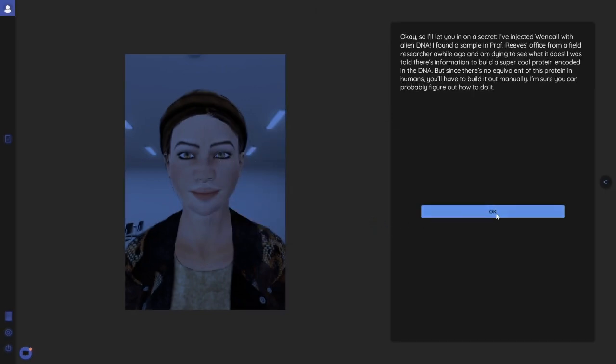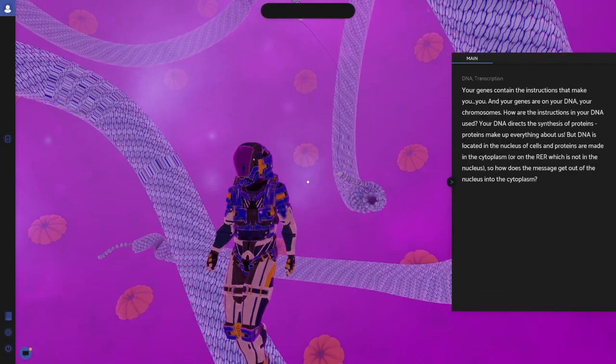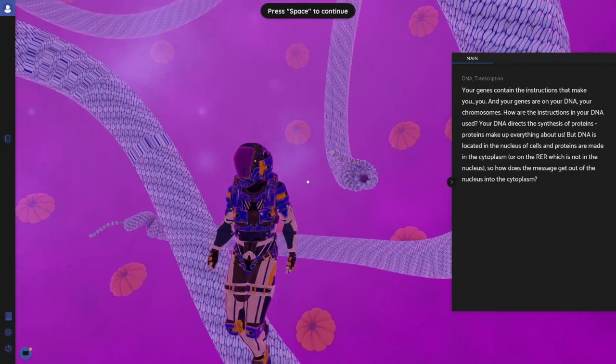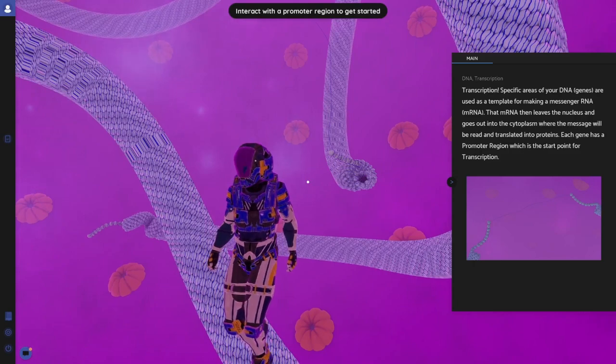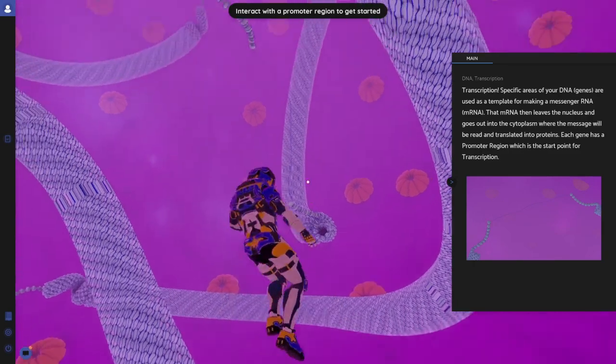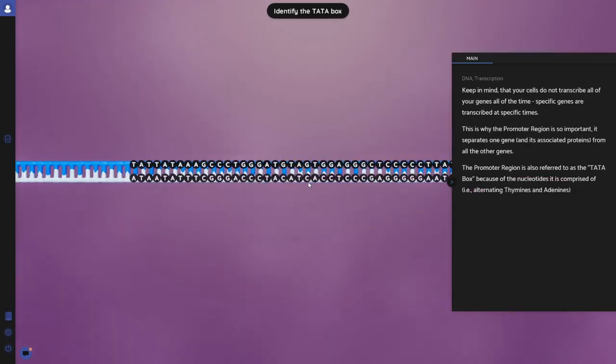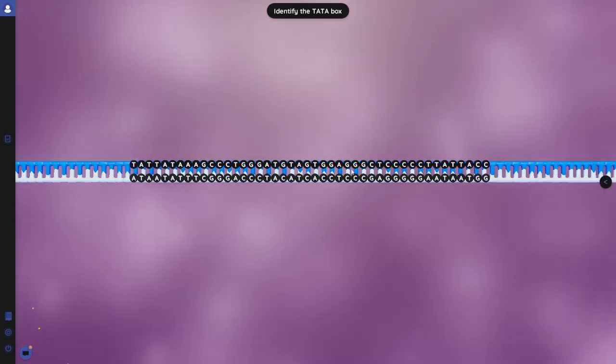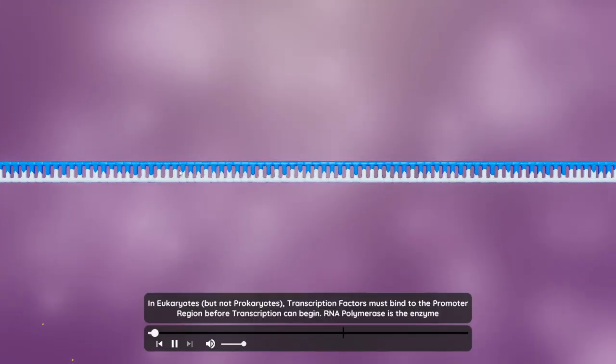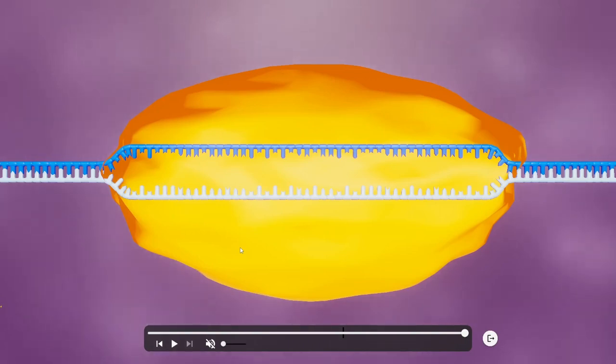Okay, wow. So, first things first, click through the options. Press space to continue. Find the weird spindly thread thing. Closest one is right there. Identify the TATA box. Well, that's definitely a sentence that exists. In eukaryotes, but not prokaryotes. There's a chicken nugget. That's DNA polymerase or whatever.